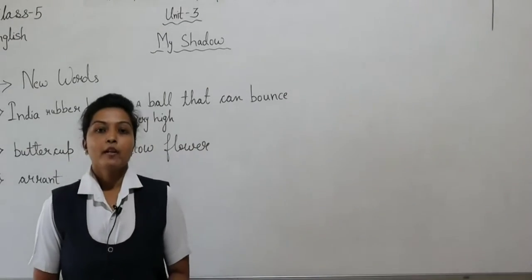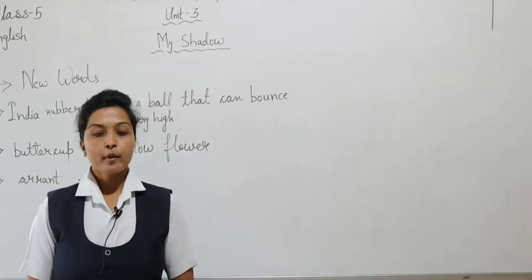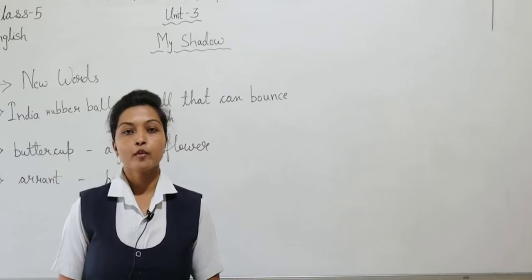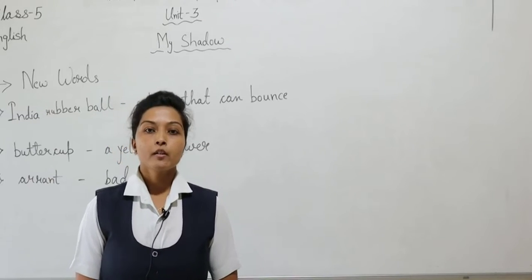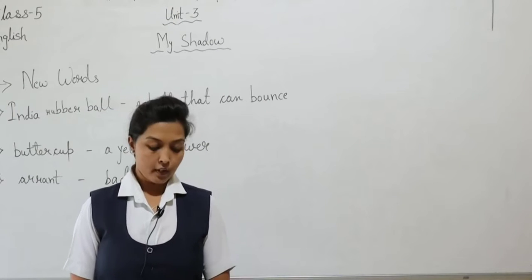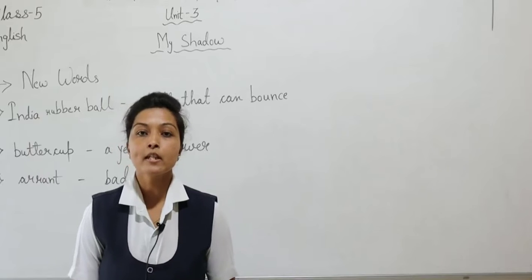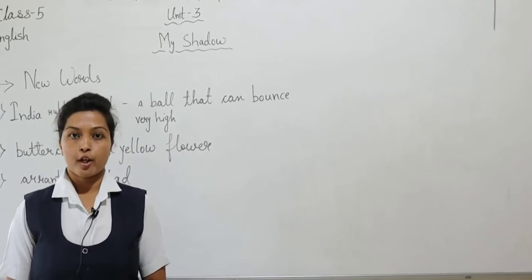Good morning, students. As in our previous English period, we completed up to the unit 3 explanation portion of the poem and the story. So now, in this period, I am continuing with the unit 3 textbook portion. Firstly, we are starting from the poem My Shadow.